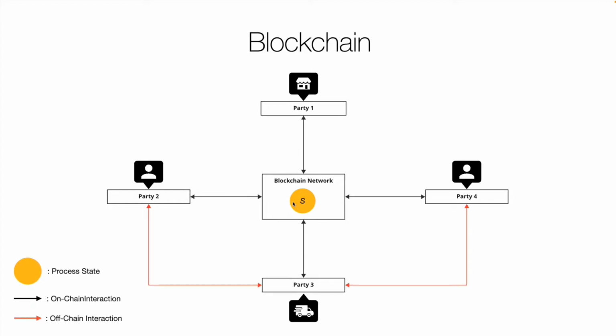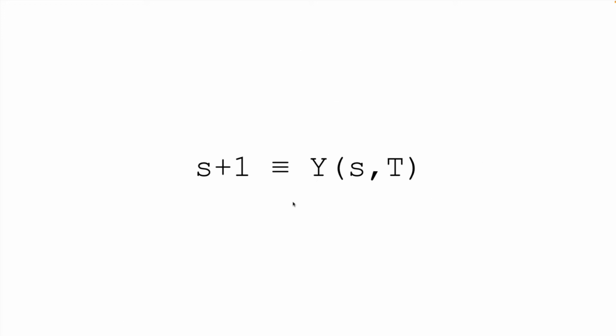And of course, participants can still interact off-chain without using the blockchain network, just in case they had to do so. So now let's just talk about blockchain in general. In a very simple way, blockchain is just a transaction-based state machine.